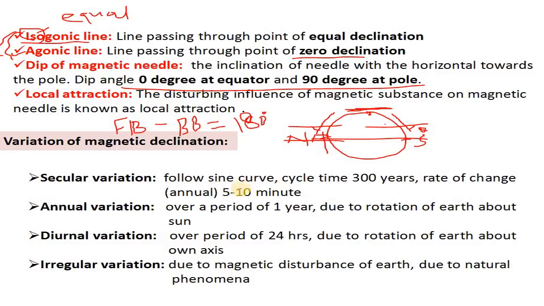Secular variation follows the sine curve. Sine curve is like that. This means it is a fixed period of variation, whose cycle is approximately 300 years. The rate of change of declination annually is 5 to 10 minutes.